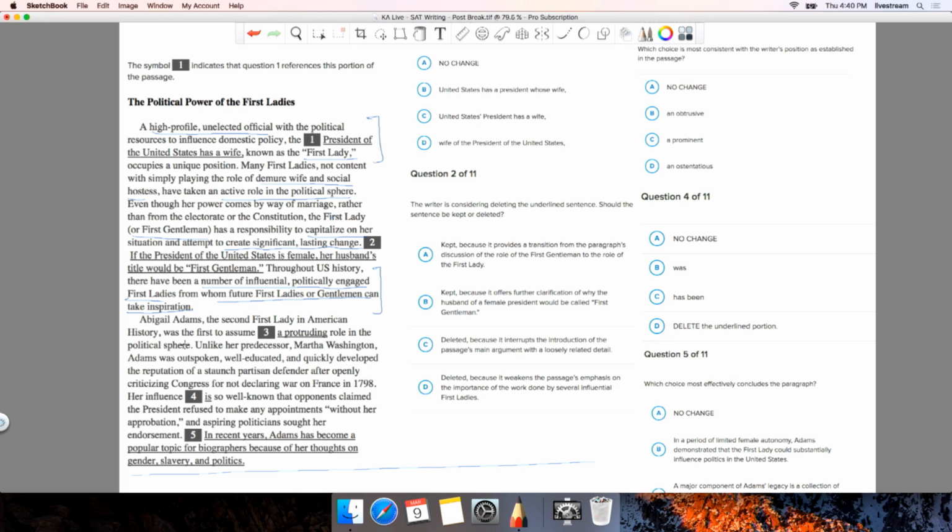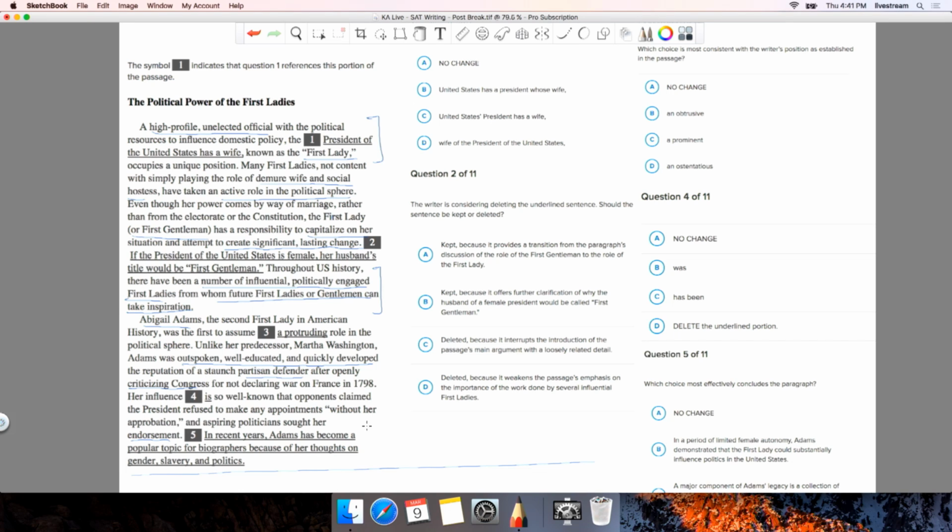Let's keep going. Abigail Adams, the second First Lady in American history, was the first to assume a protruding role in the political sphere. Unlike her predecessor, Martha Washington, Adams was outspoken, well-educated, and quickly developed a reputation of a staunch partisan defender after openly criticizing Congress for not declaring war on France in 1798. Her influence is so well known that opponents claim the president refused to make any appointments without her approbation. And aspiring politicians sought her endorsement.